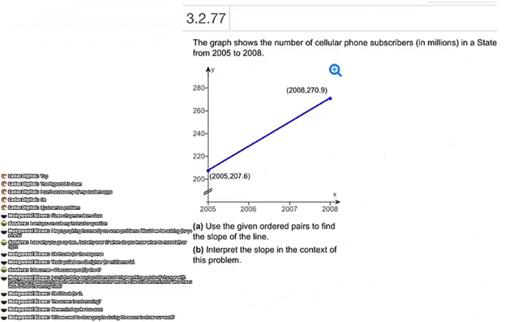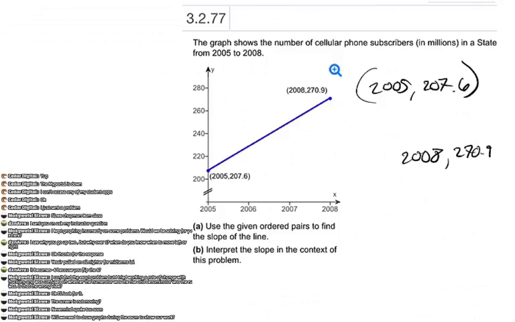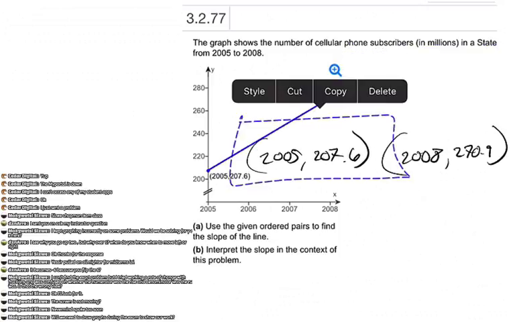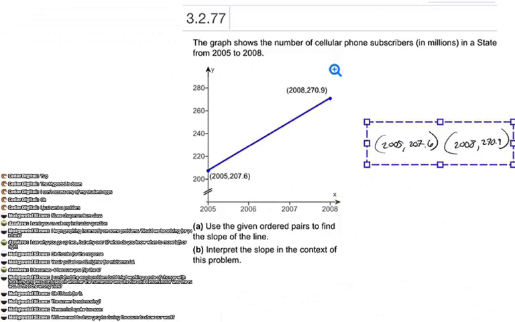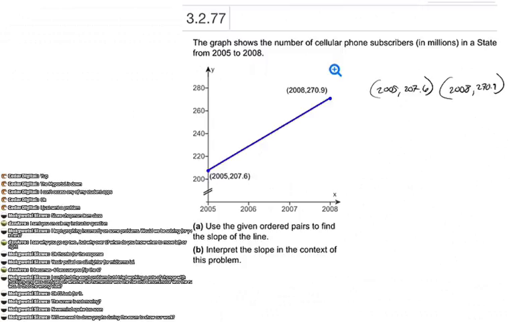We have 2005, 207.6, and then we have 2008, 270.9. So what I'm going to do is put these side by side and shrink them. Then we'll just go ahead and label like before. So we can either say x1, y1, x2, y2. So then it says find the slope. So slope is y2 minus y1 over x2 minus x1.